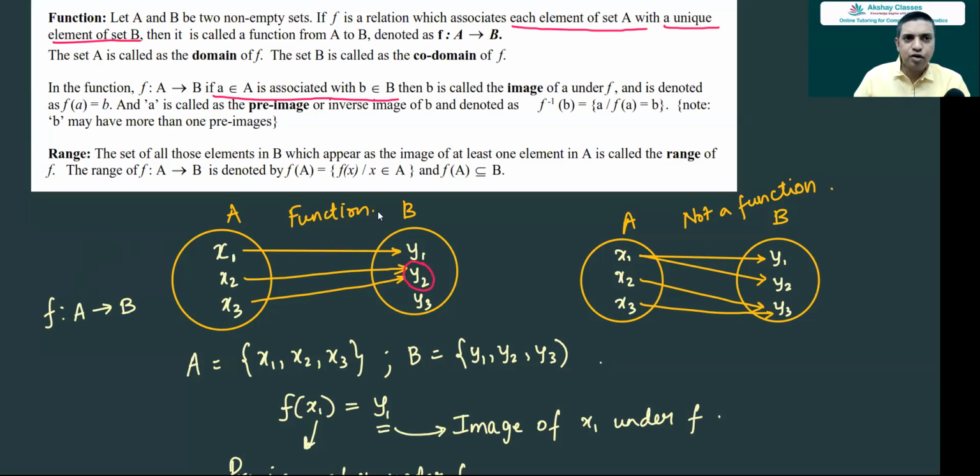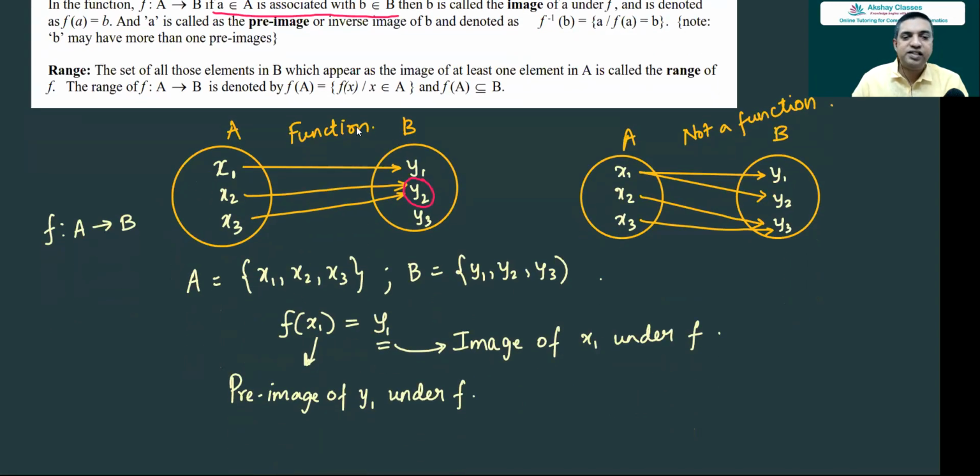So look here. This y2 is an element in B. What are its pre-images? x2 and x3. These are the pre-images of y2. So elements in B can have more than one pre-image, but elements in A cannot have more than one image. That is the important part.